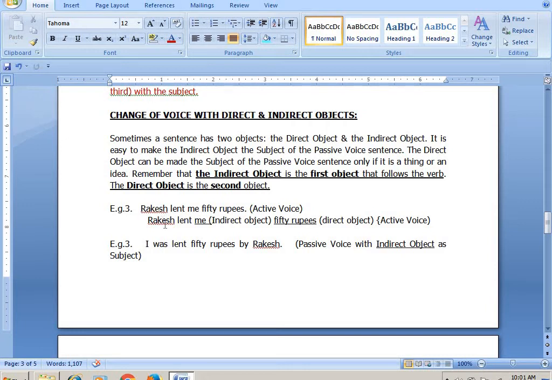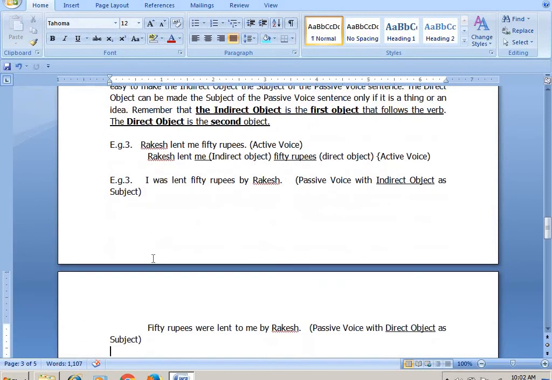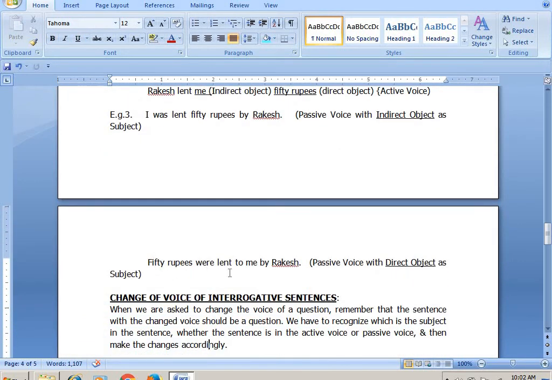And what was that, students? Lent here is the verb, and 50 rupees was the object. Now, students, we assume that it was I, and the sentence is in past tense. So, I was lent 50 rupees by Rakesh. Passive voice with indirect object as subject. I suppose, students, you are able to understand what I am teaching you. 50 rupees were lent to me by Rakesh. Passive voice with direct object as subject.